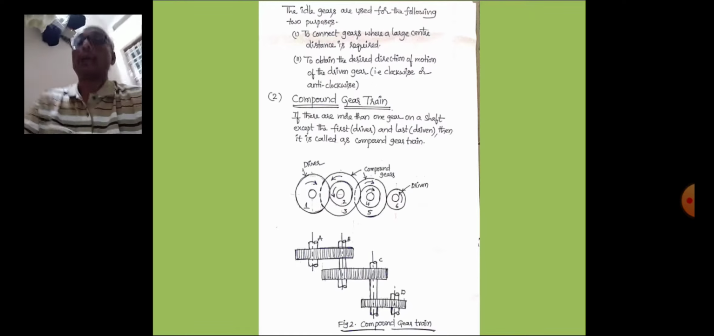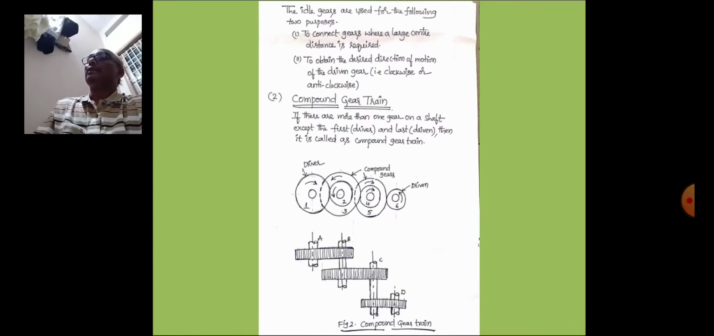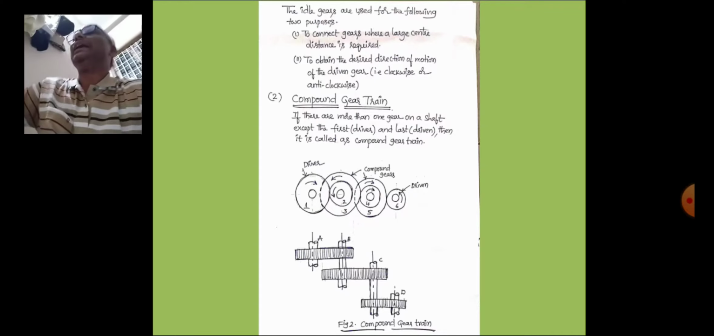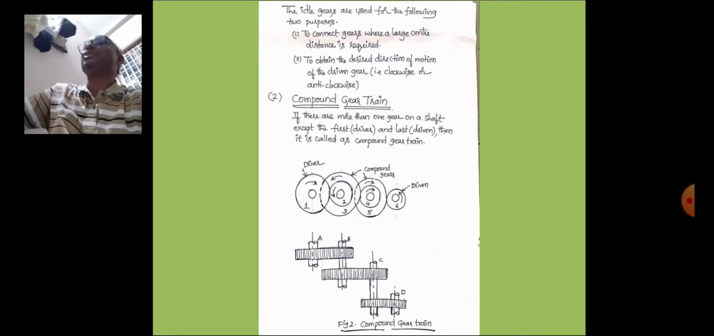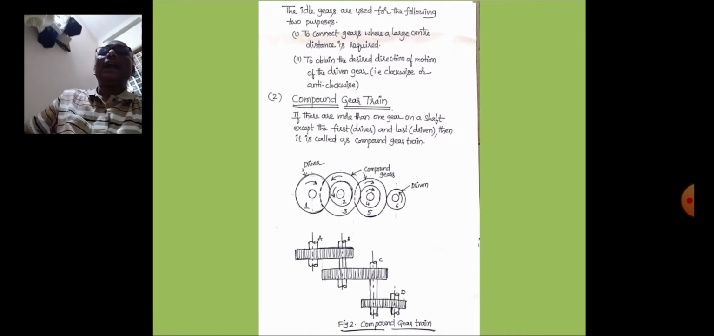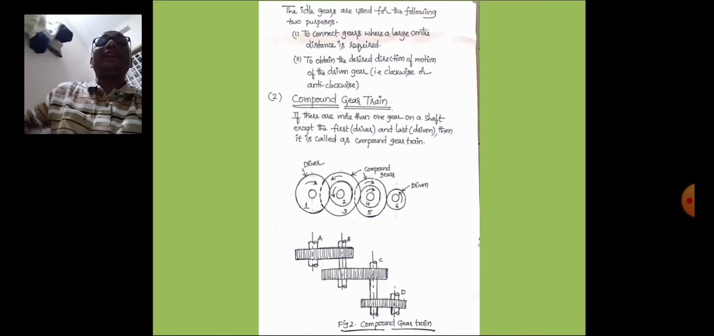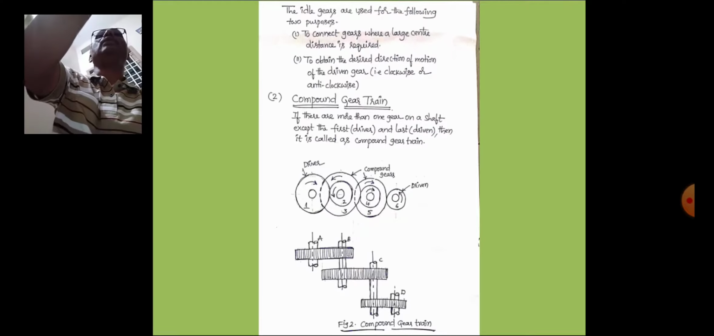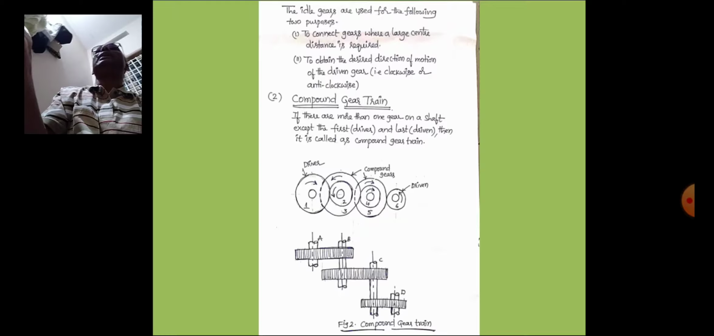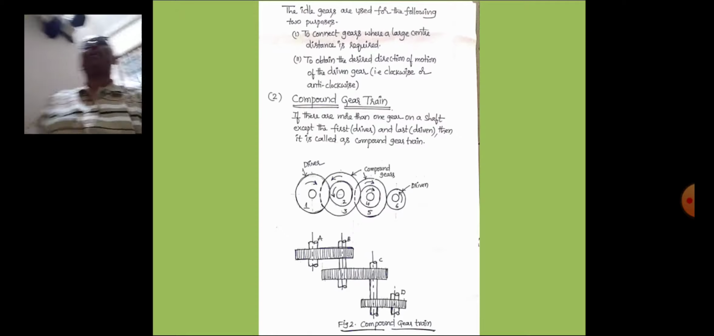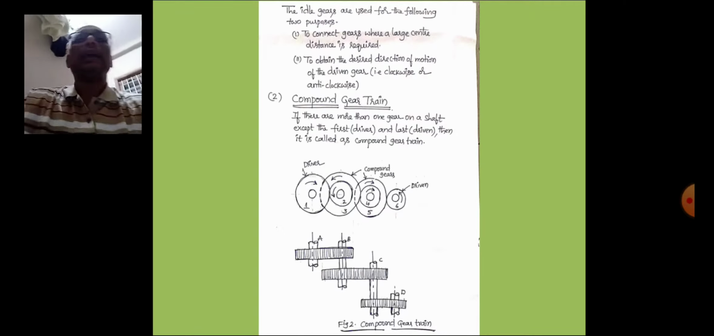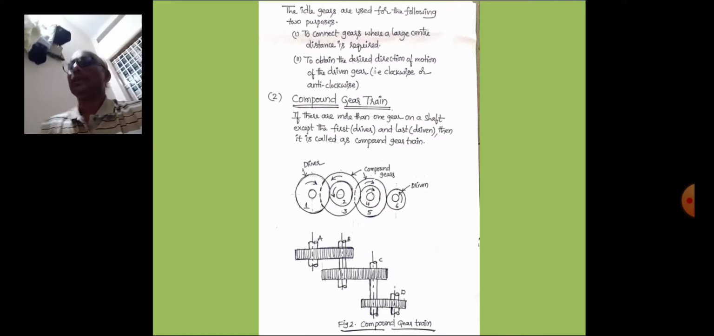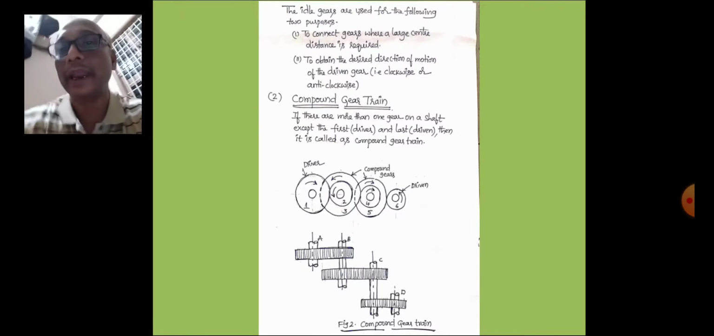So therefore, the two main purposes for which idler gears are used in a gear train are, one, to connect the two gears, that is the driver and the driven, whenever a large center distance is required. And second, to obtain the desired direction, whether I want the driven gear to move in the same direction as the driver, or in the opposite direction of the driver. For that also one can use idler gears. So this is all about the detailed explanation of a simple gear train.